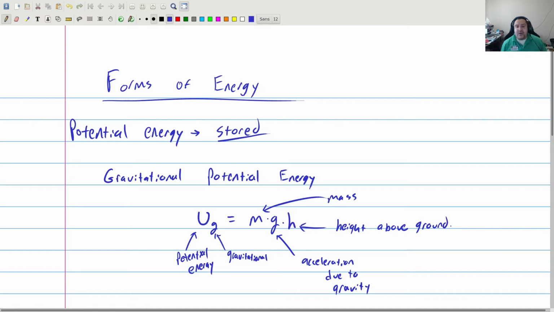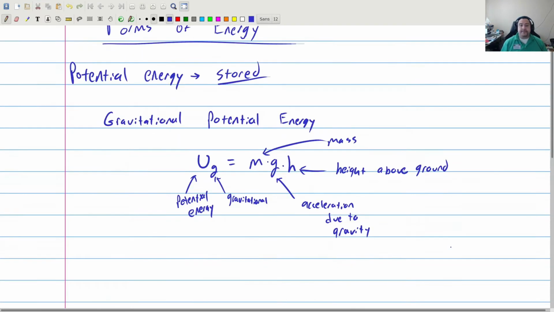And when we say height above ground, we're talking about how high is it above whatever level we are calling zero. Now, if you're on the second floor, but you don't think things are going to fall all the way to the first floor, you might as well take the ground of the second floor as your ground. In fact, you can choose where that zero level is going to be.